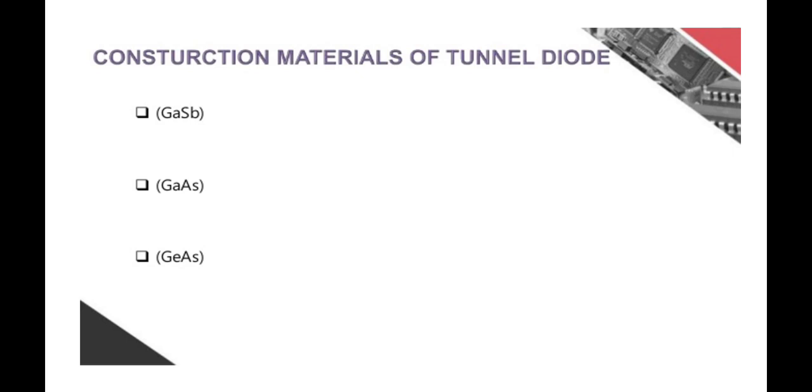Which materials are used to construct the tunnel diode? Mostly gallium arsenide, gallium antimonide and germanium materials are used for that. Most of the time the semiconductor gallium arsenide is used.